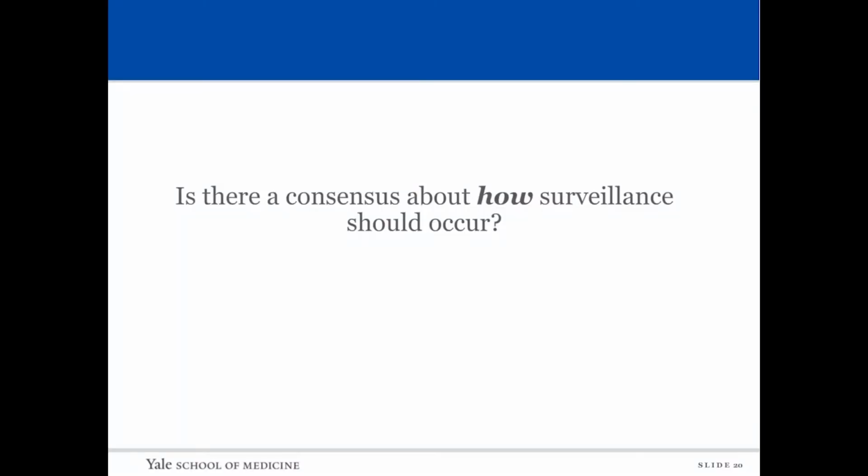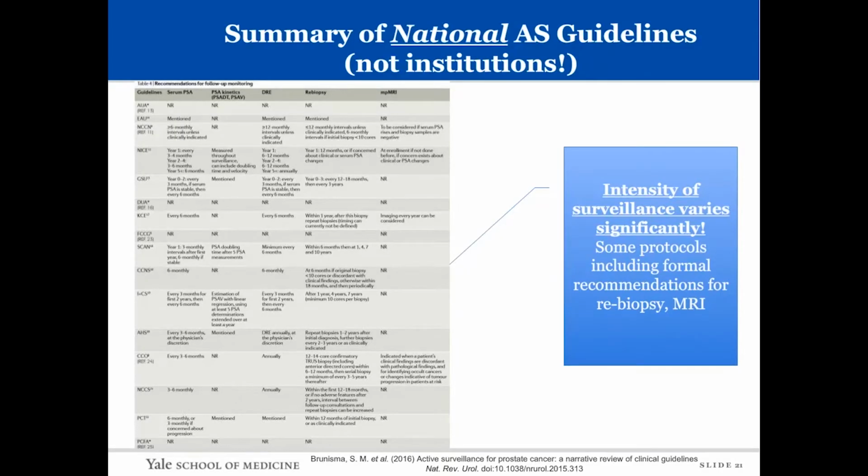So is there a consensus about how surveillance should occur? And like anything else, I think in medicine, if you ask two different people, you'll get two different answers. And so this is just a summary of the national active surveillance guidelines. These are national guidelines, not even institutional. And there's really remarkable range in how protocols exist, some including very formal recommendations about how often we should biopsy, how much we should include MRI as well.